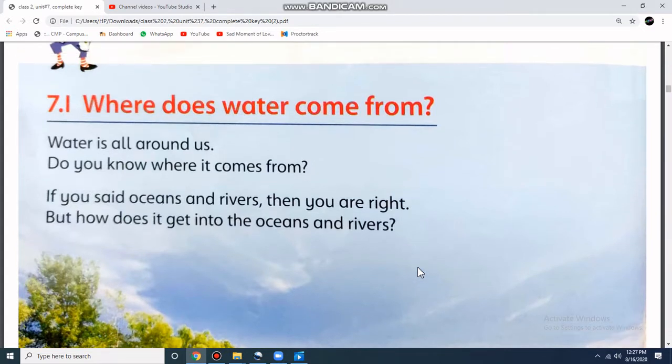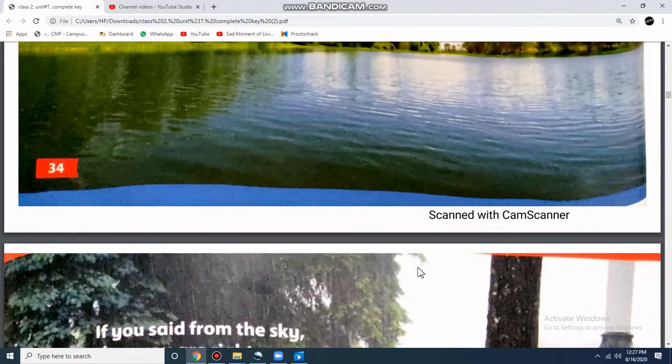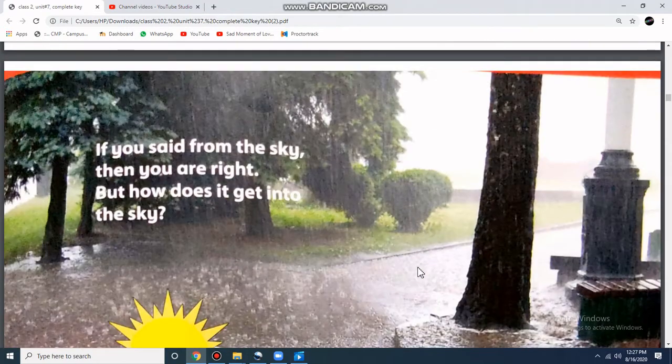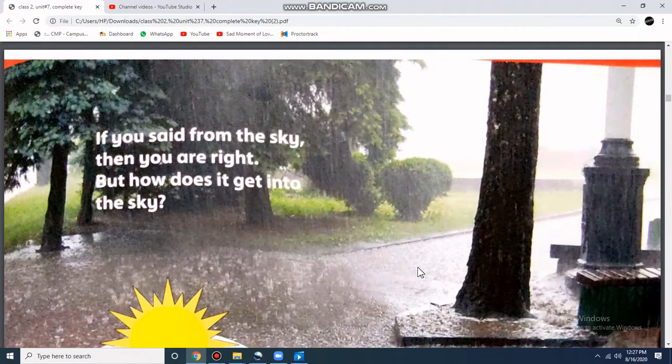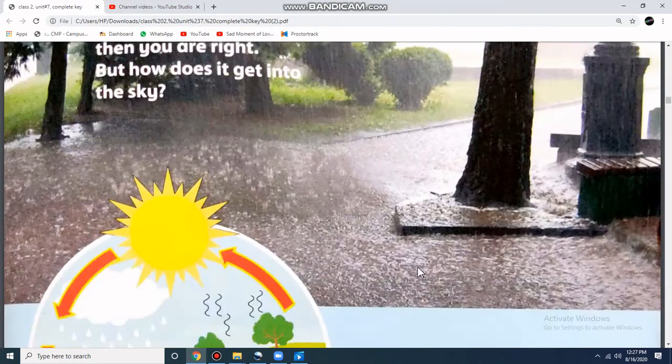So we think that water comes from the oceans, from the rivers, from the lakes, from rivers, right? So think about that. How does it get into the oceans and rivers? Rivers and oceans में कहाँ से आया? Then we think it comes from the sky, right? If you said from the sky, then you are right. And the next point is, how does it get into the sky, right?